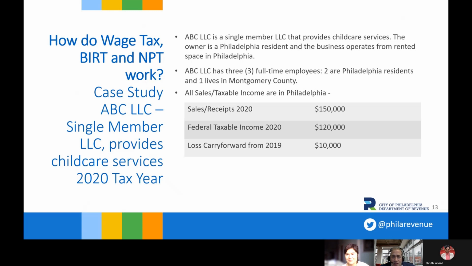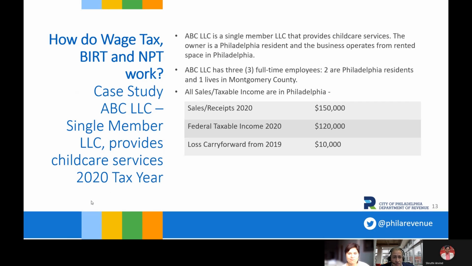as other taxes. So in this example, we have a small limited liability company called ABC LLC. It's owned by a Philadelphia resident. They have a few full-time employees. One of their employees lives in Montgomery County, and so that employee will need to have wage tax withheld at a different rate than the resident employees. There are a few details about their sales and profits on the slides, and we'll use these figures to illustrate how much the company owes in Philadelphia taxes.